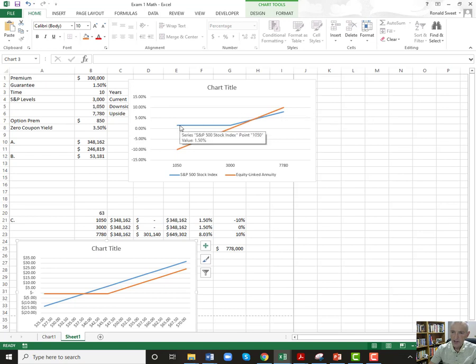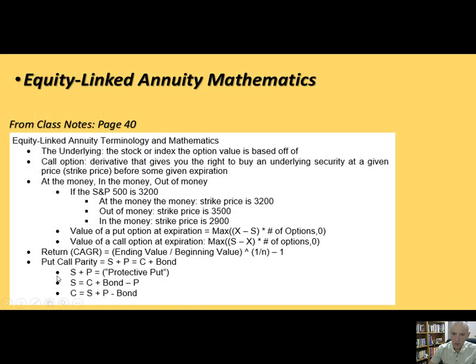Protected put is a call option plus a bond. A protected put is a stock plus a put option, but it's the same thing as a call option plus a bond. This is essentially what we have here. We have a bond, we have a call option. We have those two combined in our ending portfolio. That's the kind of return we can have, and it looks a lot less risky and a lot less volatile than the stock market. So we'll talk more next session.